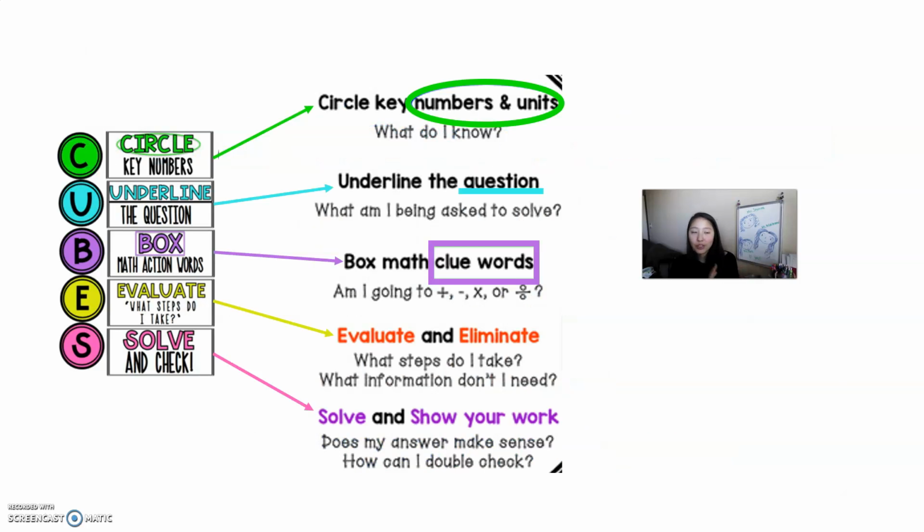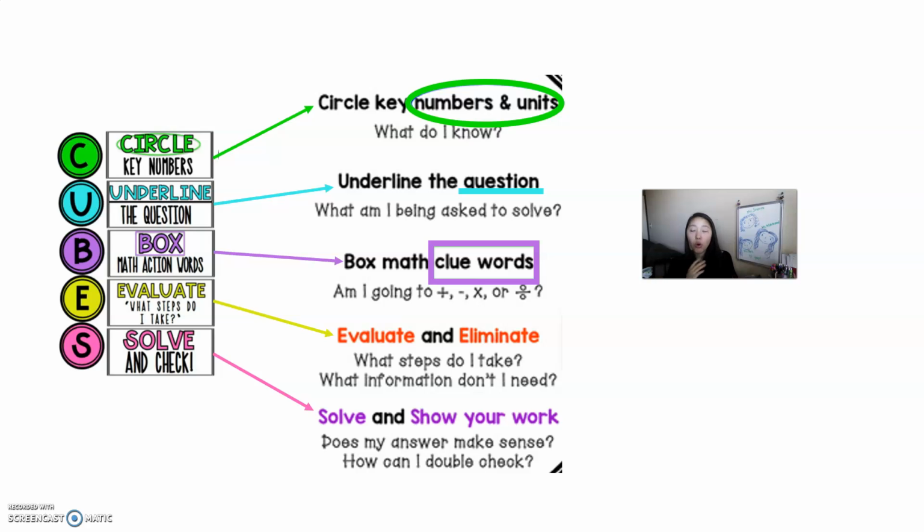So this is what CUBES is. It's just an acronym, which means we're using the first letter of each step. C is for circle, U is for underline, B is for box, E is for evaluate or eliminate, and S is for solve. This week, we're going to go step by step through many problems and do just one part. Today, all we're going to focus on is circling the key numbers.